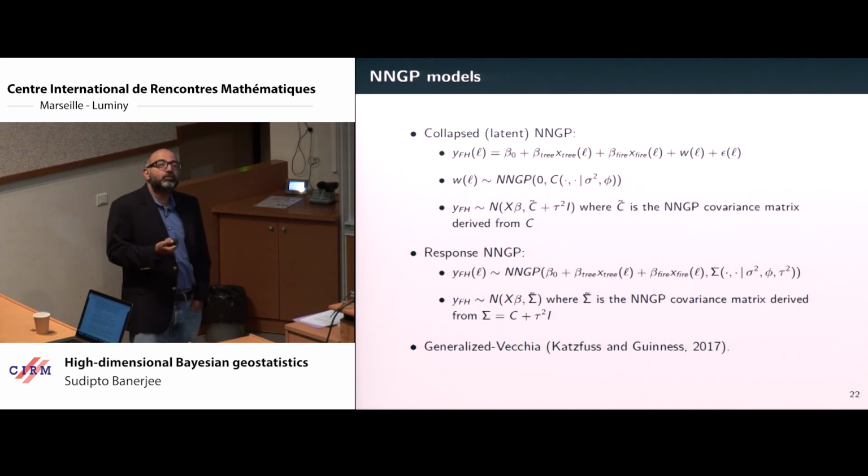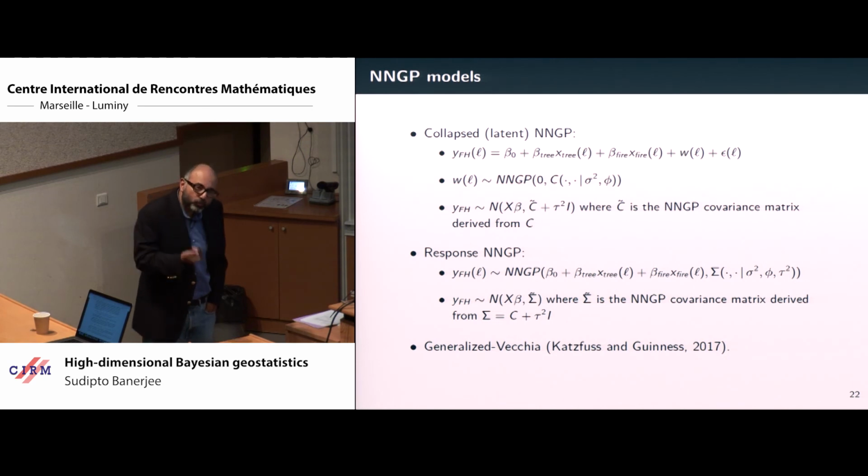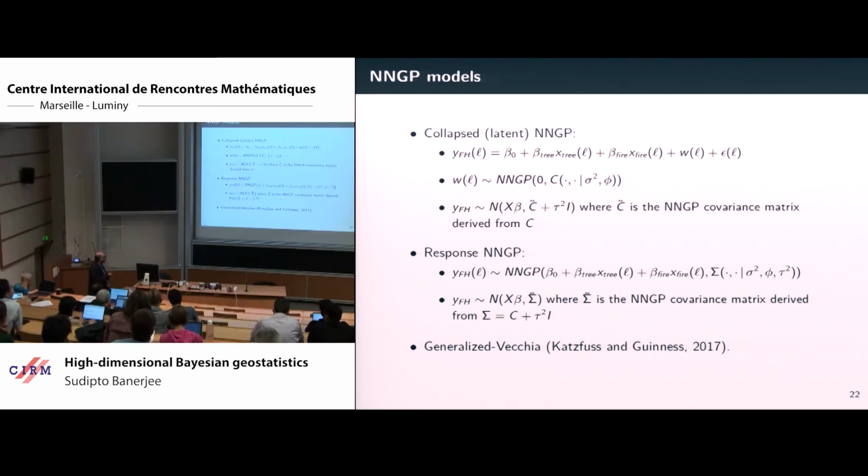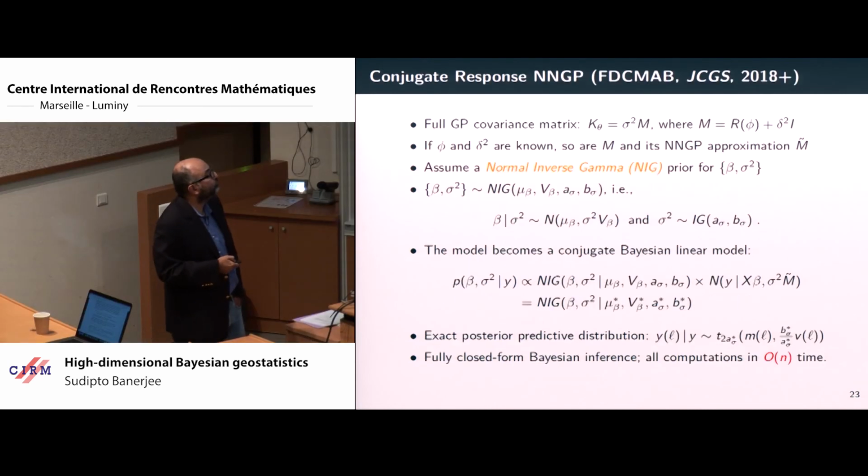But in case you're looking for scalability, this is much more scalable. And if you do not want inference on the latent process, that's fine. This might actually suffice. But I do not necessarily recommend this model over the other. In fact, I'll show you in a second that this performs better than this in most cases. And all this has been brought together under one umbrella in a generalized Vecchia paper by Katzfuss and Guinness that I don't know if it has been published yet, but it's on arXiv.